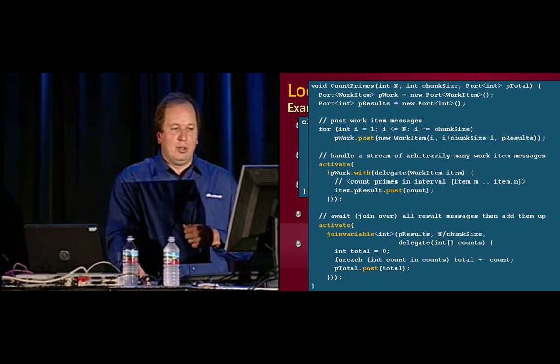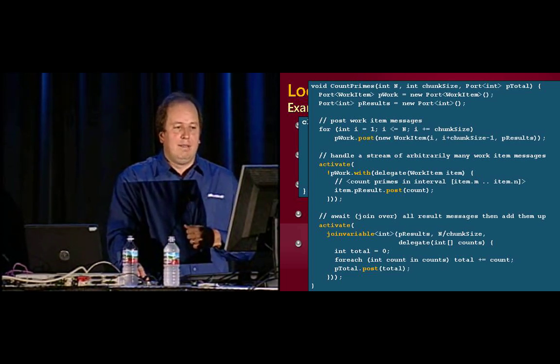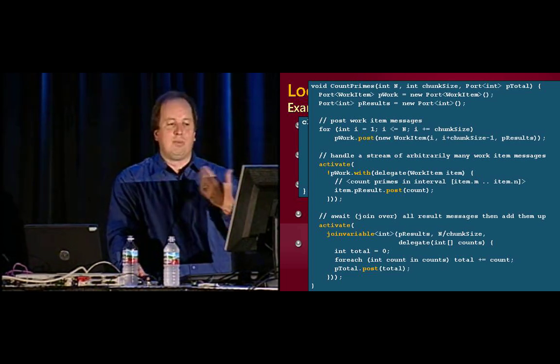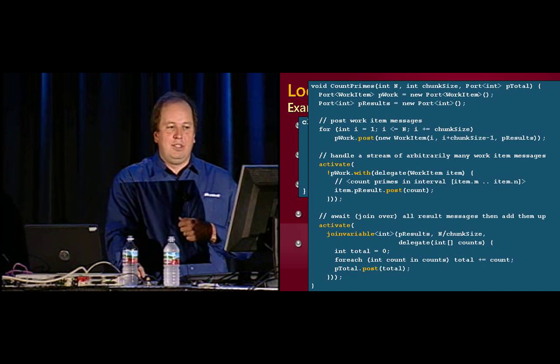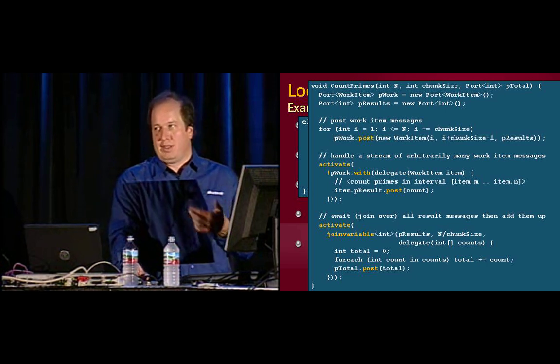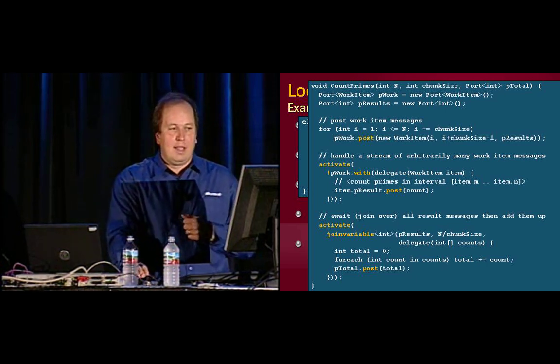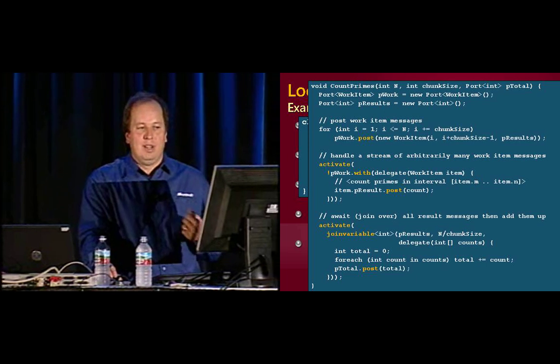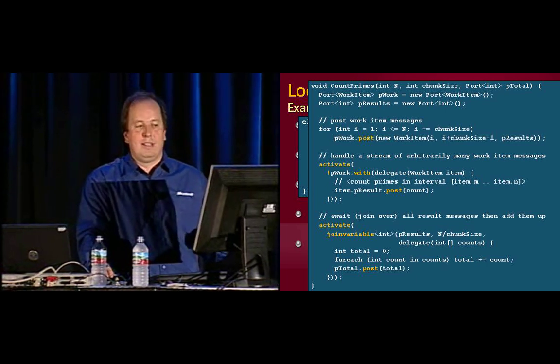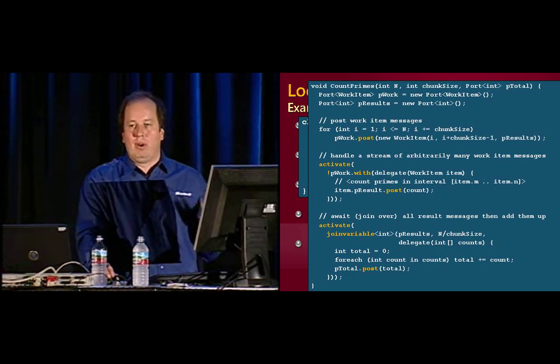And now here's the whole program for running these work items. So count primes is called with a maximum integer to run up to and a chunk size, and a port to report the total upon. And then it has two private ports. One is the queue of work items, and one is a port that accumulates all the result counts.